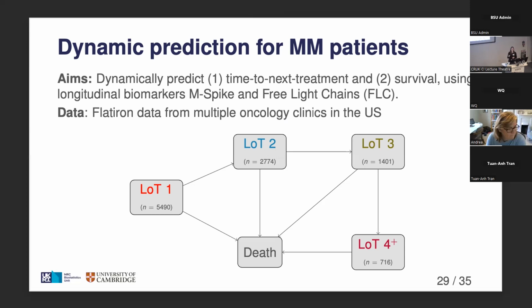Danilo's also been looking at a multi-state model. The states here are defined by the line of treatment that the patient is in. The patient might move progressively. If line of treatment 1 becomes ineffective, they may move to line of treatment 2, so a new treatment, and then progressively to line of treatment 3, line of treatment 4. And then there are also transitions to death from all those states.